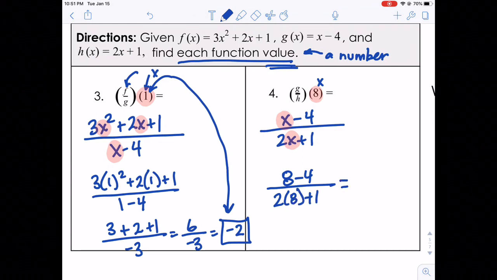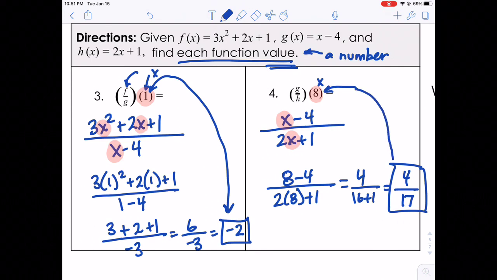So 8 minus 4 is 4. 2 times 8 is 16. Plus 1 would be 17. 4 over 17 would be my answer. You can use a decimal if you want, or I'm just going to leave it as a fraction. And again, I saw a number right here, so I know that I need to have a number as my answer. All right.